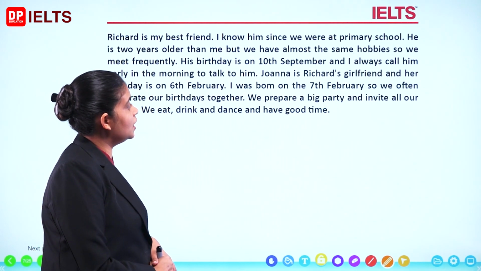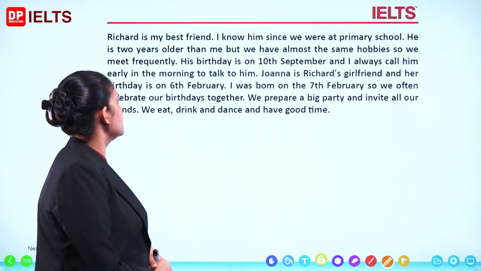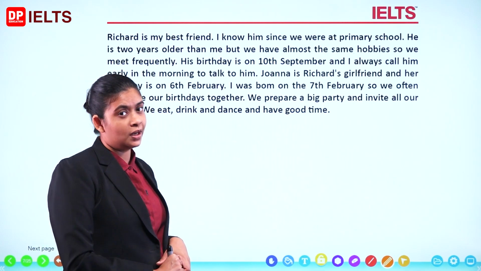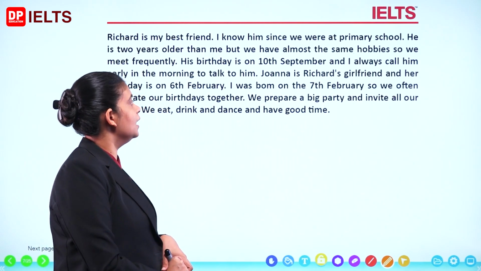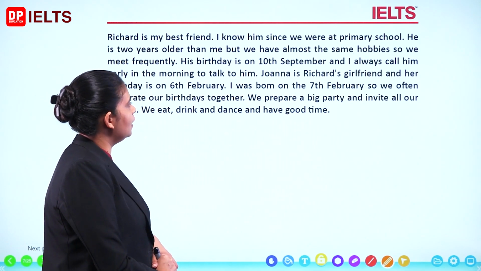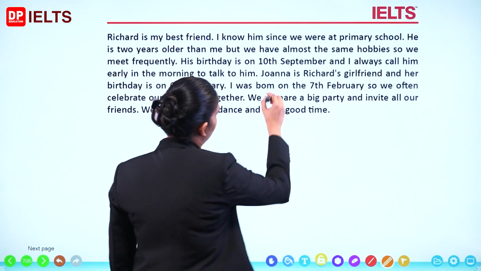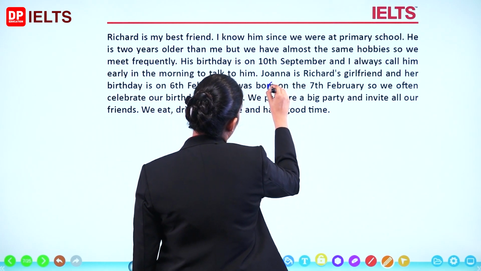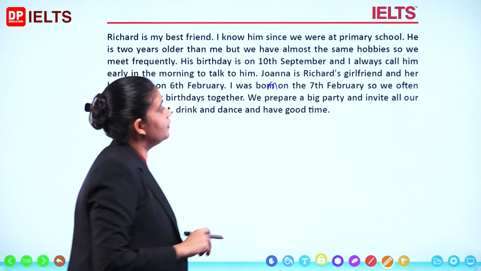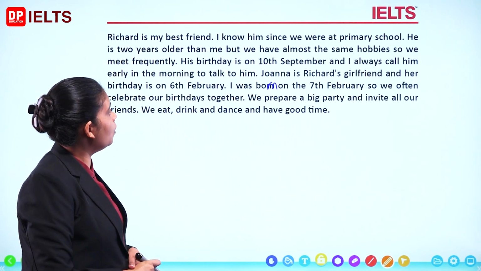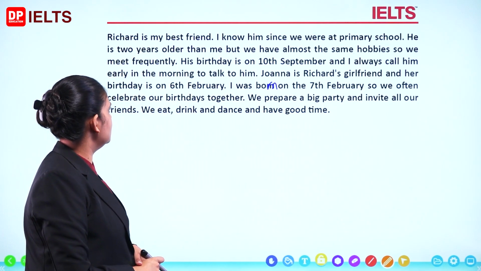Joanna is Richard's girlfriend and her birthday is on the 6th of February. Joanna කියලා කියන්නේ Richard's girlfriend. එයාගේ උපන්දිනය පෙබරවාරි 6. I was born, it should be born guys, right? It's born, right? On the 7th February. So we often celebrate our birthdays together.